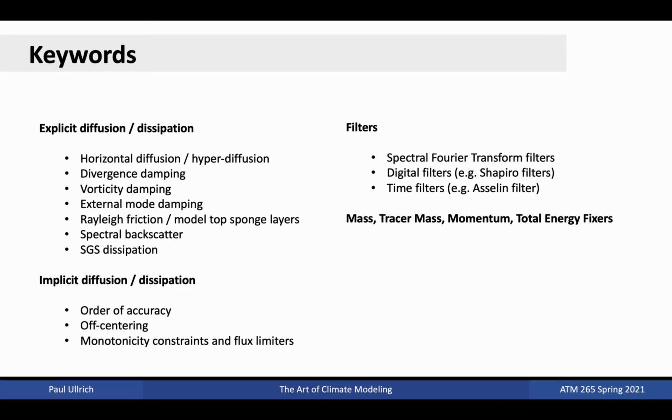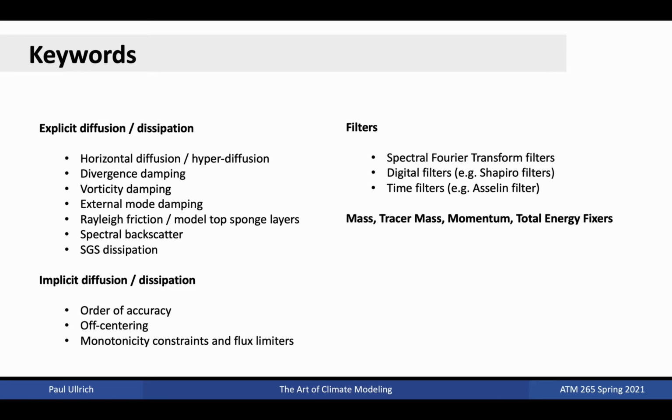When it comes to implicit diffusion or dissipation, the amount of diffusion added could be implicit in the use of terms like order of accuracy, off-centering, or monotonicity constraints and flux limiters. When it comes to filters, which are designed to directly remove aliased effects, you may see mention of spectral Fourier transform filters, digital filters such as the Shapiro filter, and time filters such as the Asselin filter.